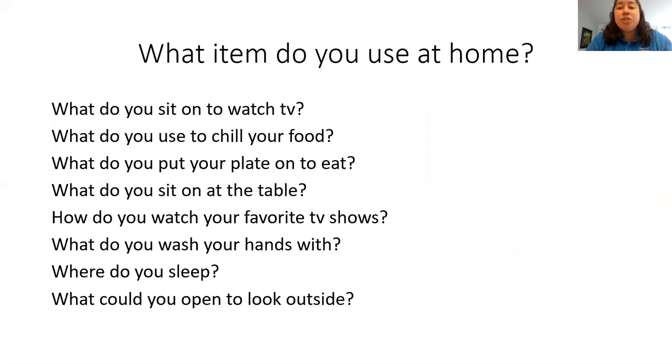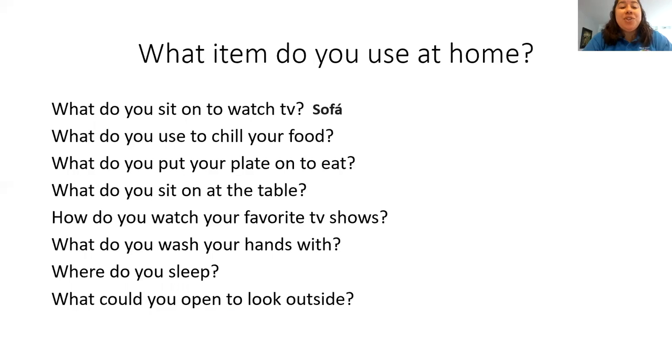All right, so I'm just going to go through, ask some questions, and then we're going to determine together what part of the house matches with the question. So, what do you sit on to watch TV? I normally sit on my couch or my sofa. Sofa. Look, you already knew a Spanish word. You didn't even know. Sofa.